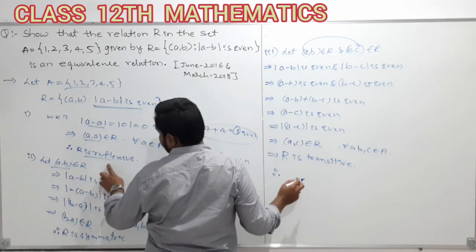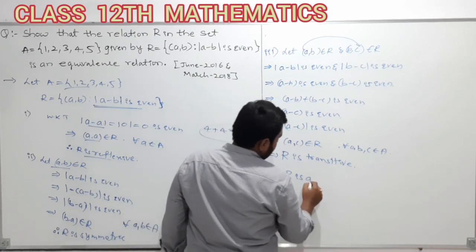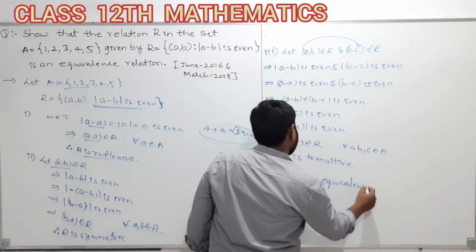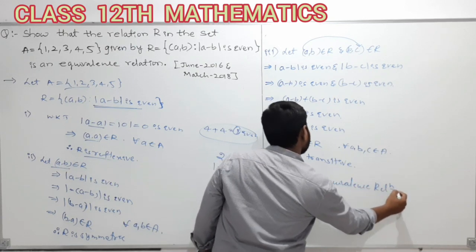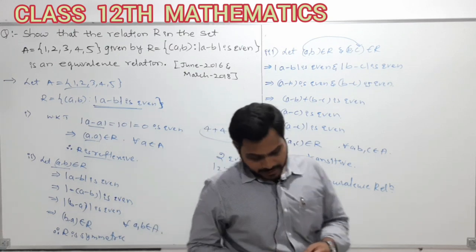Therefore R is reflexive, symmetric, and transitive. Therefore R is an equivalence relation. R is an equivalence relation. Like this you should solve, my dear students.